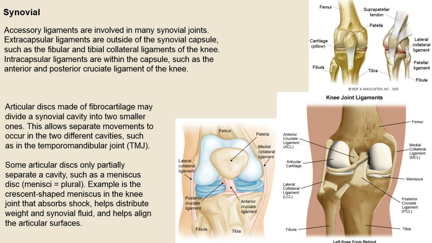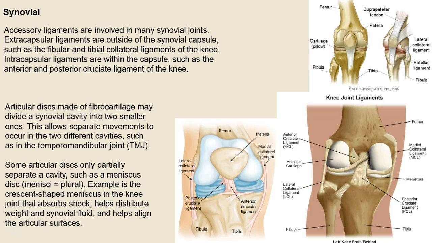Accessory ligaments, we looked at these in that initial video. We have extracapsular ligaments that are outside the synovial, such as the fibular and tibial collateral ligaments. Remember those? Where are they? Here they are. There's a medial and there's a lateral. The intercapsular are things such as the cruciate, anterior, posterior.